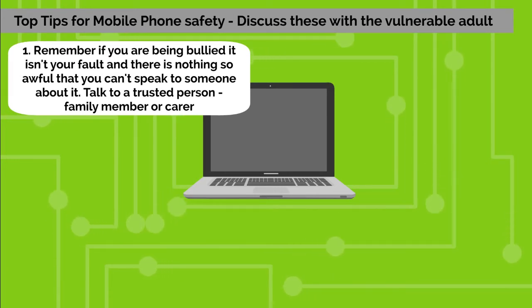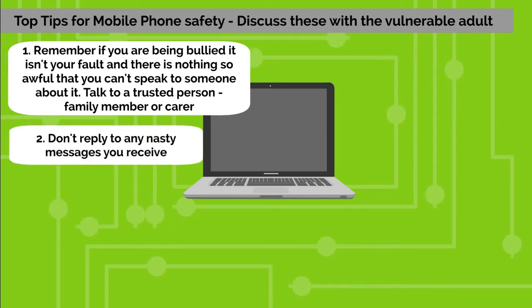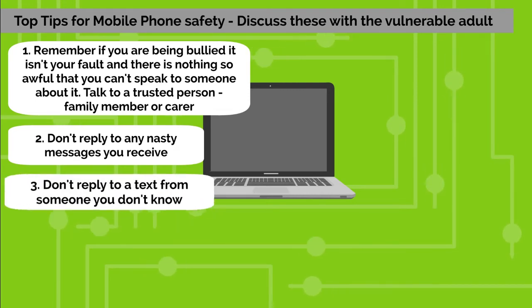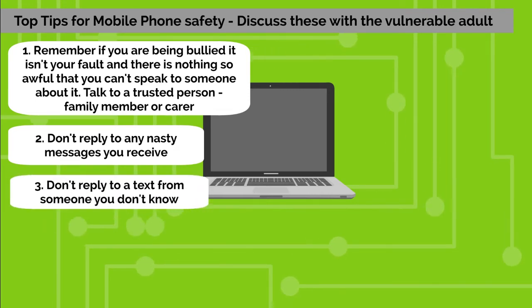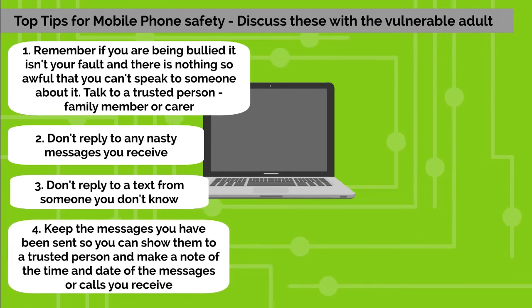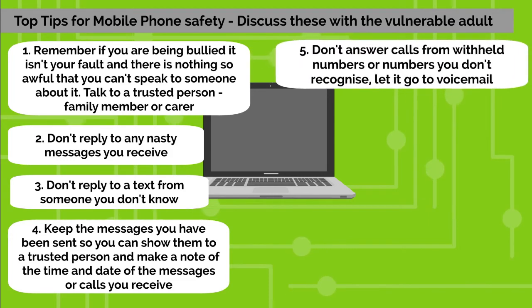1. Remember, if you are being bullied, it isn't your fault, and there is nothing so awful that you can't speak to someone about it. Talk to a trusted person, family member, or carer. 2. Don't reply to any nasty messages you receive. 3. Don't reply to a text from someone you don't know. 4. Keep the messages you have been sent so you can show them to a trusted person and make a note of the time and date of the messages or calls you receive.